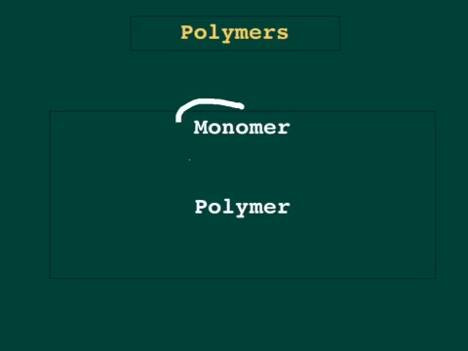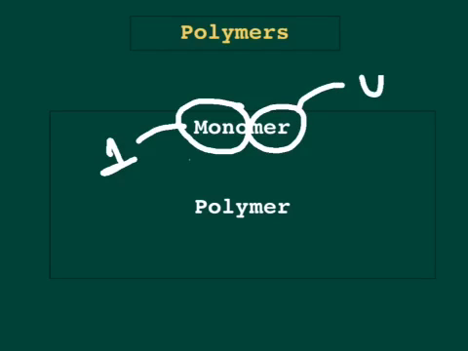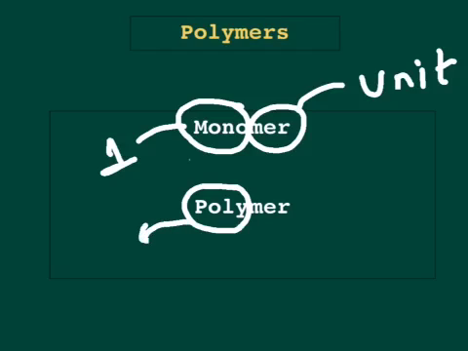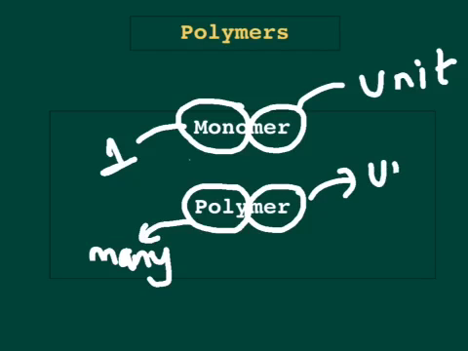Now the word mono means one, and the word mer comes from the word unit basically. So a monomer consists of one unit. The word polymer, poly is derived from the word many basically, and mer again means unit. So we need to know about what these two terms are before we can find out what each means.